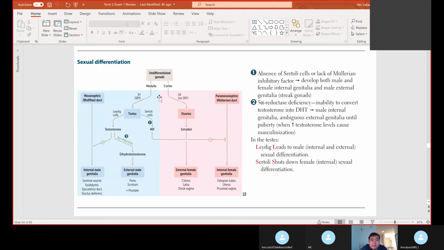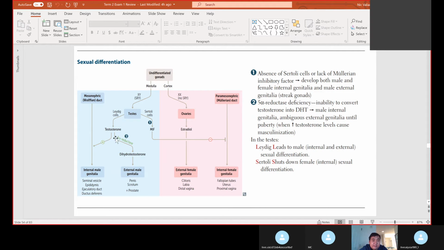Sexual differentiation. So what happens now? Let's look at the image. You have undifferentiated gonads, cortex, and the medulla. First, if you're a male, as I've said, you need to have the SRY gene, right? Then you have development of a testis. Sertoli cells secrete MIF, Mullerian inhibitory factor, so that your paramesonephric duct will degenerate.